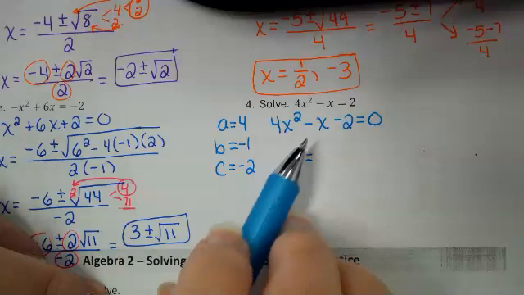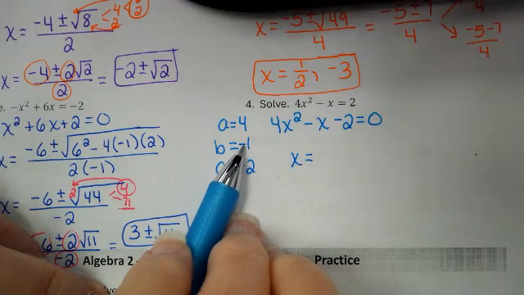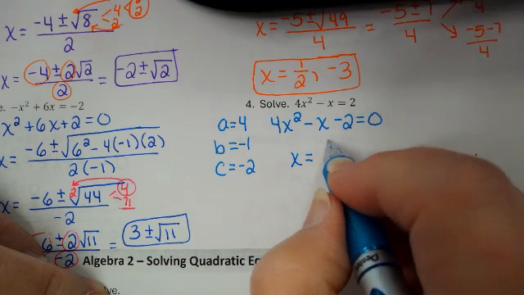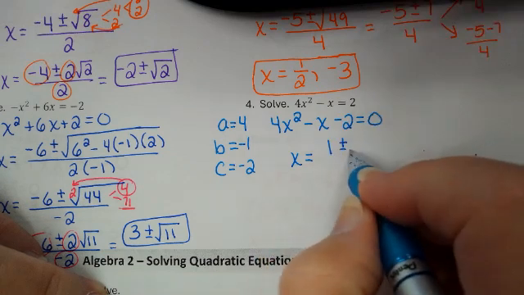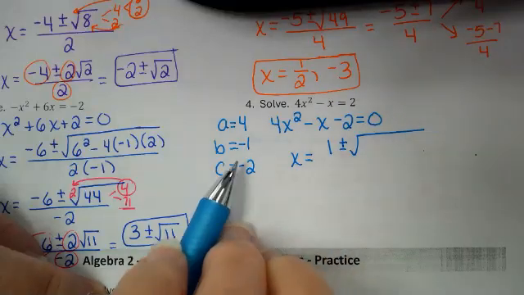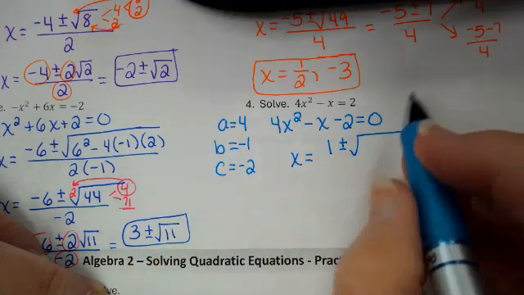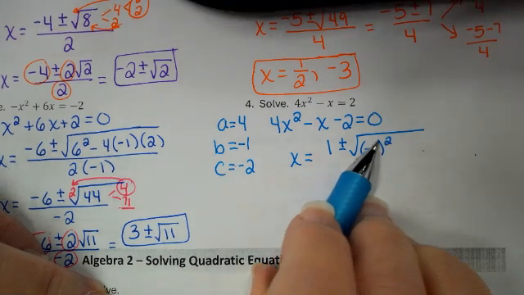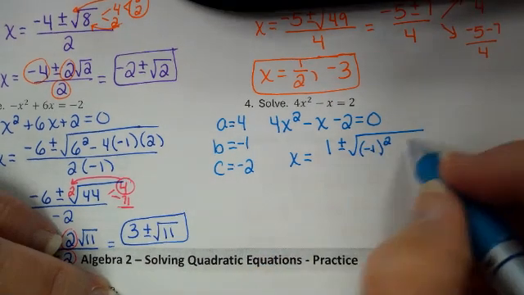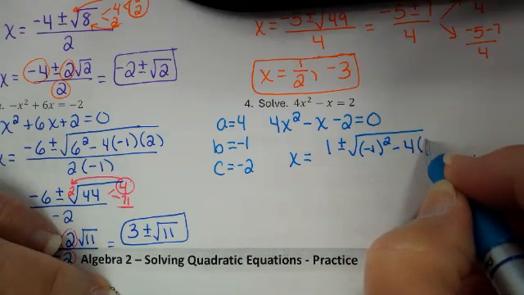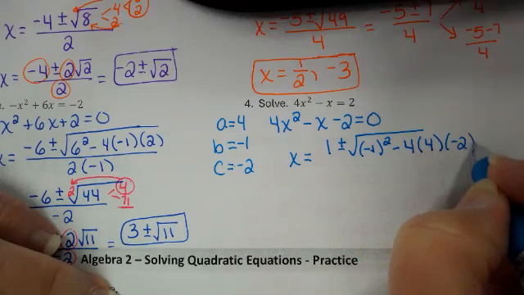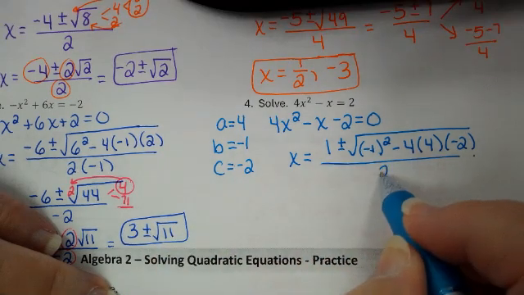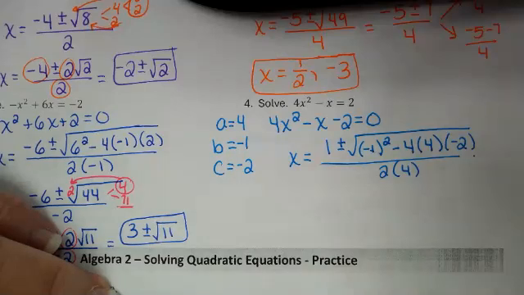X equals, now it says negative b. Well, b is negative 1. So negative b is going to be the opposite, which is positive 1. Plus or minus the square root of negative 1 squared. That's why I put it in parentheses, because I know what my calculator is going to do with that. Minus 4 times a times c. C was negative 2. All over 2a.